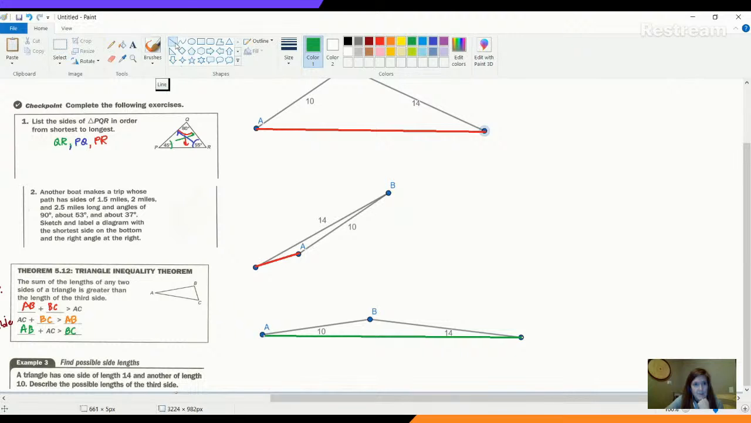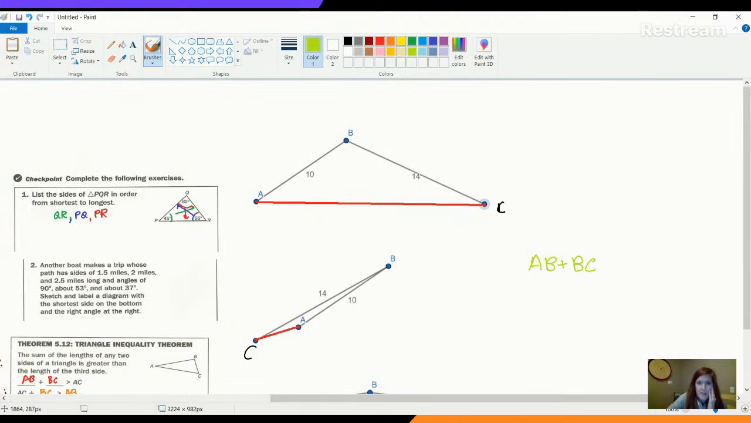Okay, so this is where you have to check all of your different options. Let me go ahead and label these, this is C, C, and C. Sorry, that was bothering me. So we just learned that the triangle inequality theorem says that if I add any two sides together, they have to be larger than the other side. So let's start. If I add AB plus BC together, so A to B plus B to C, is that larger than A to C?